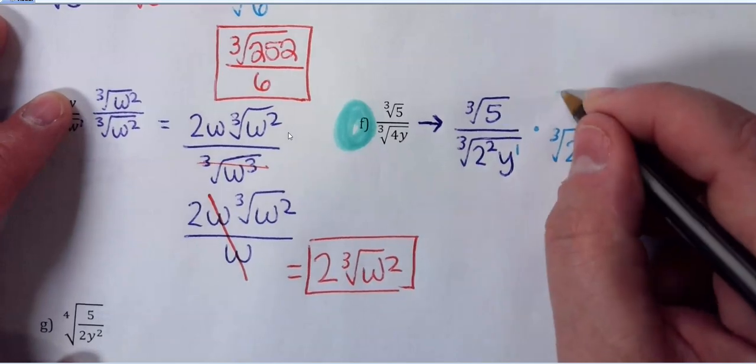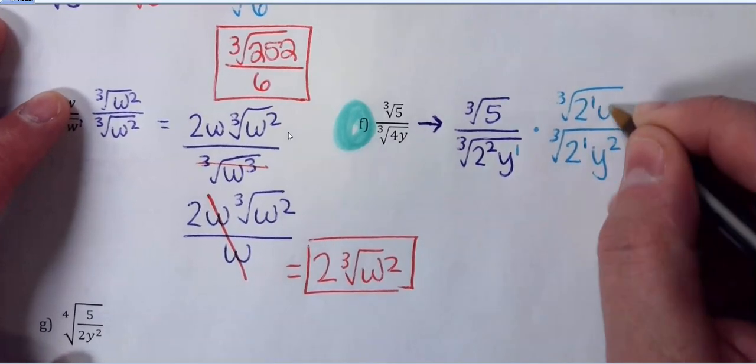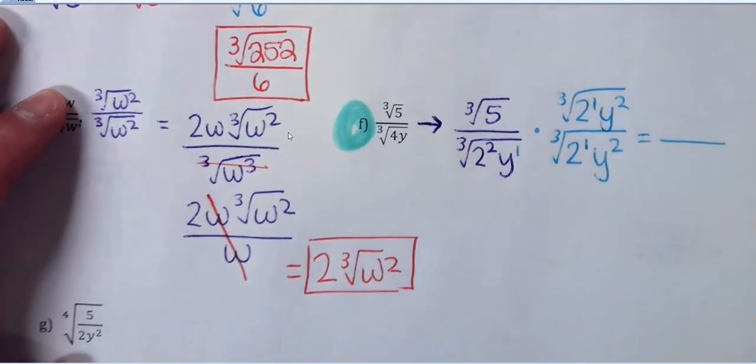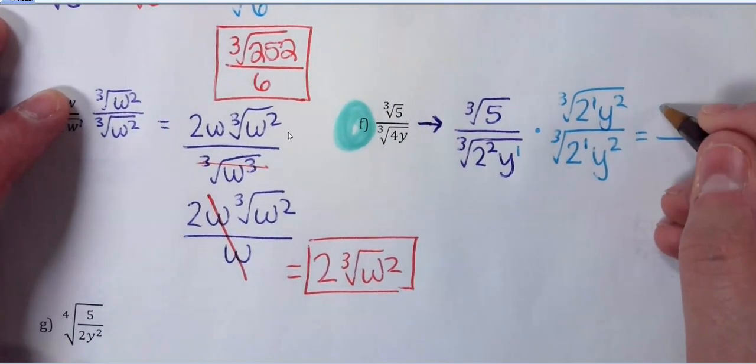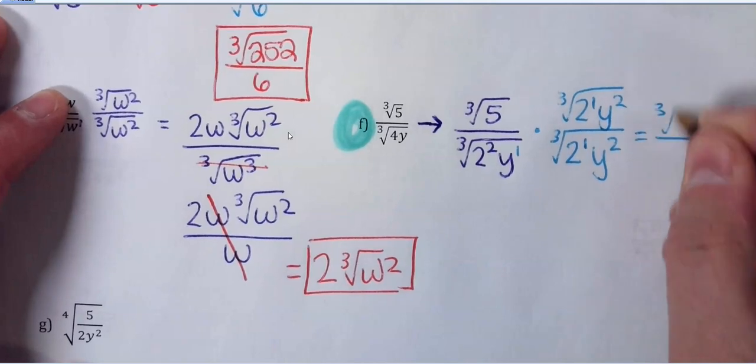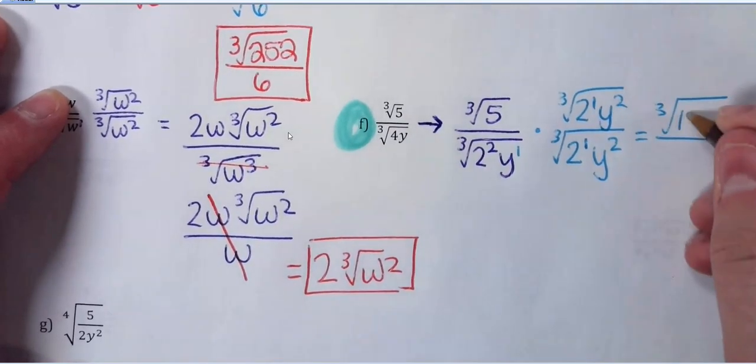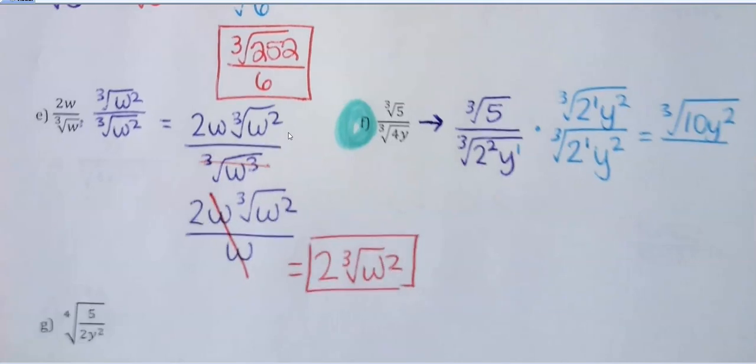Whatever you do to the bottom, you're just going to do the same exact thing to the top. 2 to the first power is just 2. So all across the top, everything's under a cube root. So I'm going to end up with a cube root. 5 times 2 is 10. And then y squared, and you can't simplify anything there.